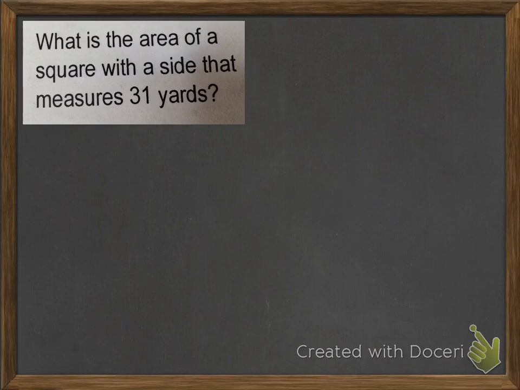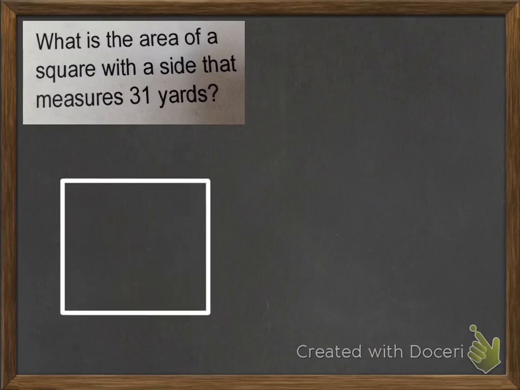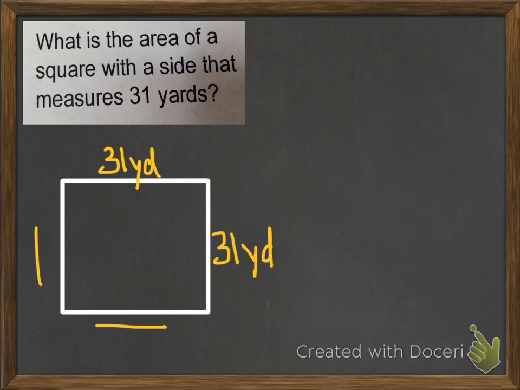What is the area of a square with a side that measures 31 yards? So you've got a square, and remember, each side has the same measurement. So if this side is 31 yards, then this side will also be 31 yards. And so will this side, and so will this side. And they're asking us for the area, and area is equal to length times width. Here's the length, here's the width.